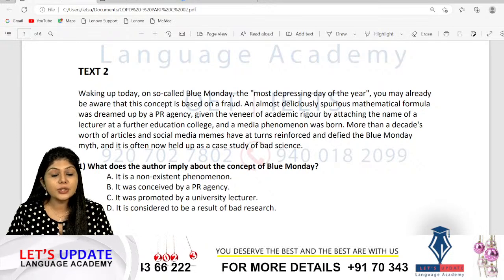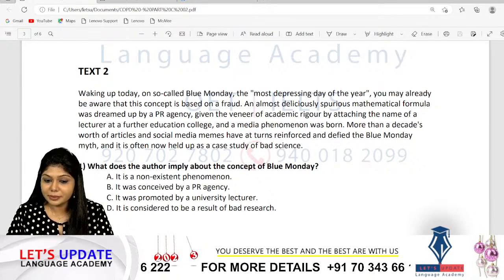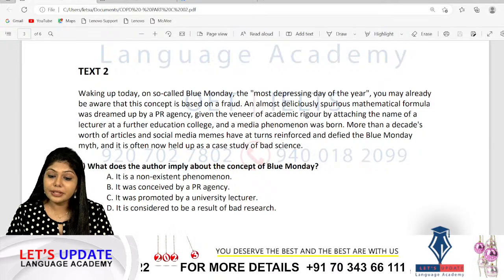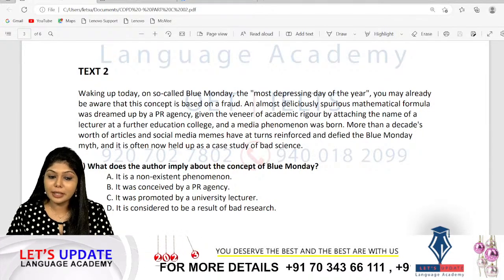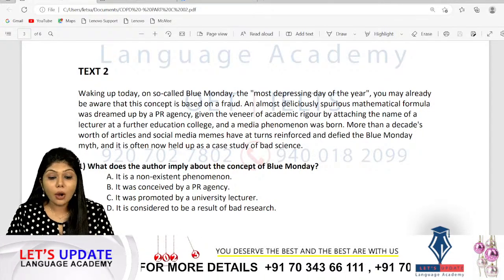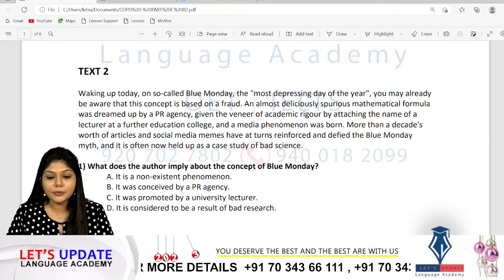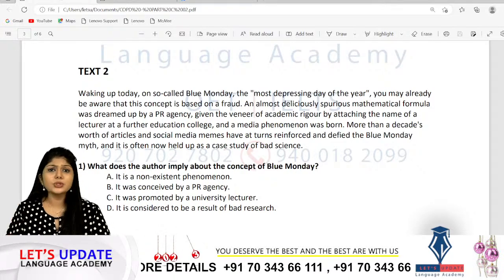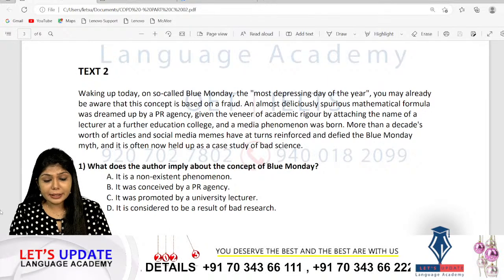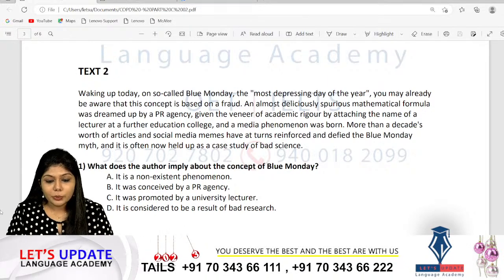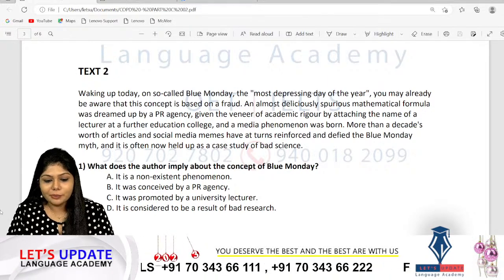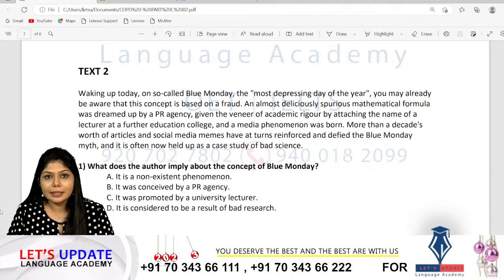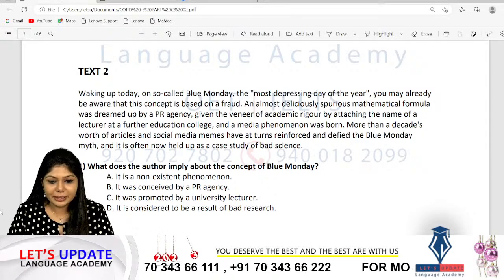More than a decade's worth of articles and social media memes have at turns reinforced and defied the Blue Monday myth, and it is often now held up as a case study of bad science. So that is our paragraph, and according to the author, what does he imply about the concept of Blue Monday?